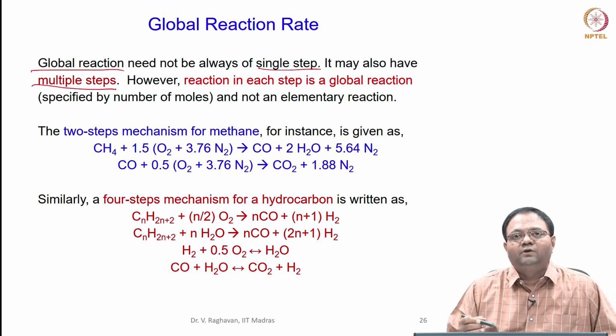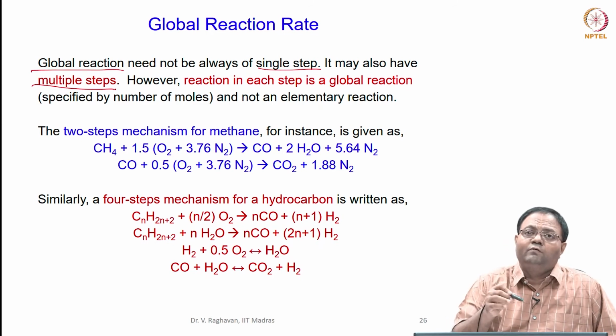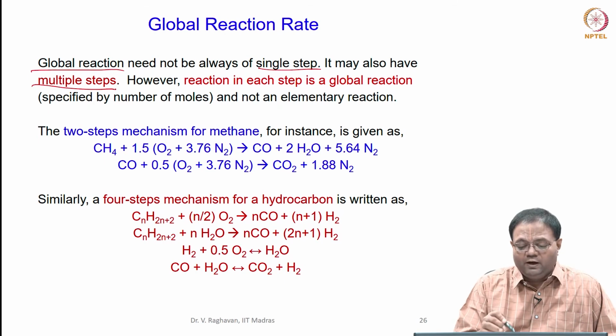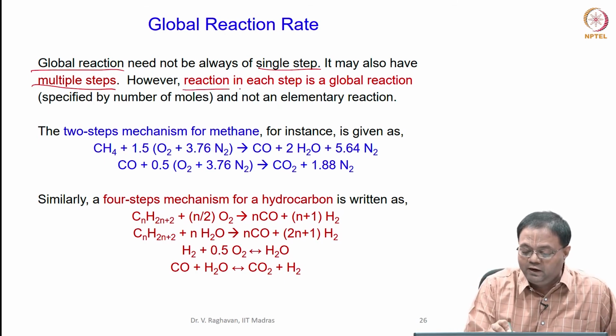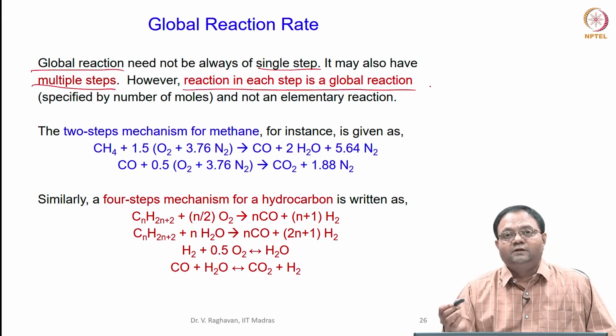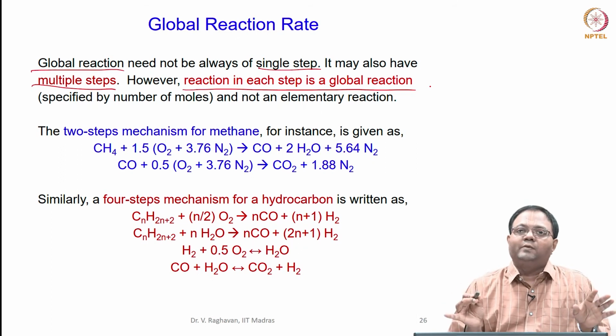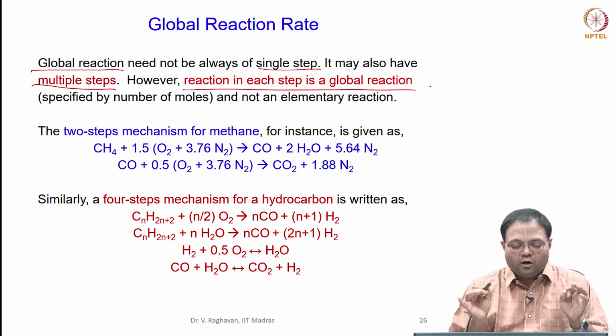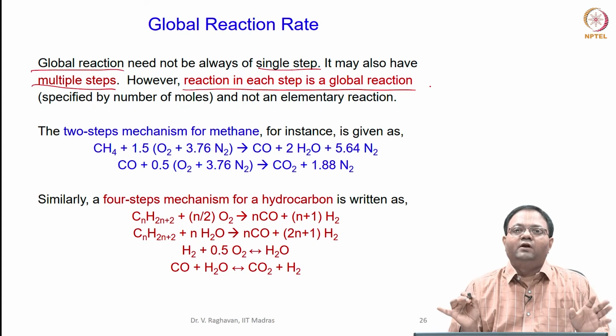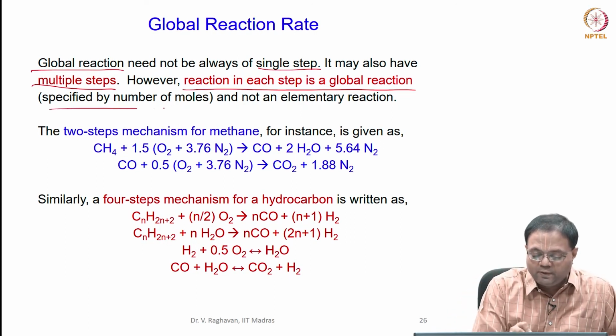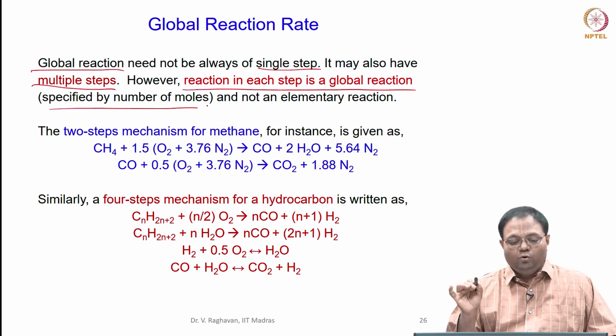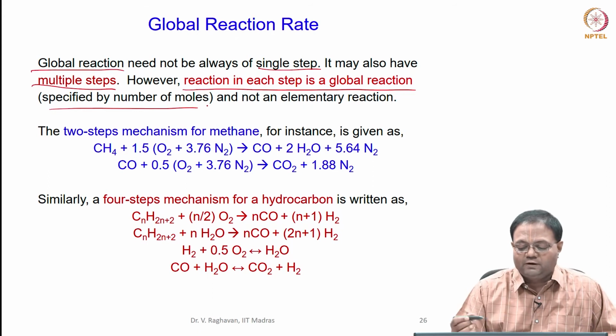When I say multiple steps, what is the difference between a mechanism involving elementary reactions and a mechanism involving global reactions? Here you can see that the reaction in each step is only a global reaction. That means they cannot take place in one step and they are not molecular level reactions. They are again specified by the number of moles only. So, multiple step reactions are there.